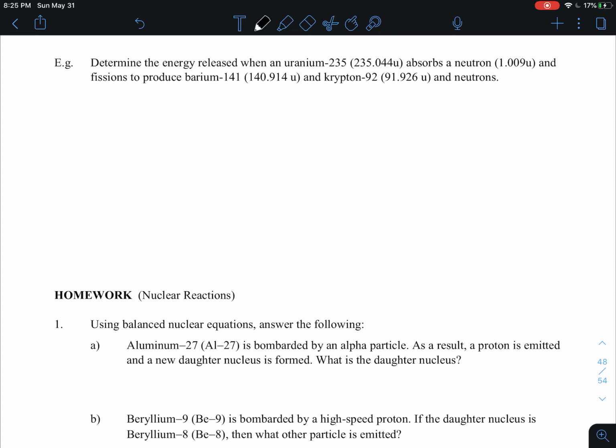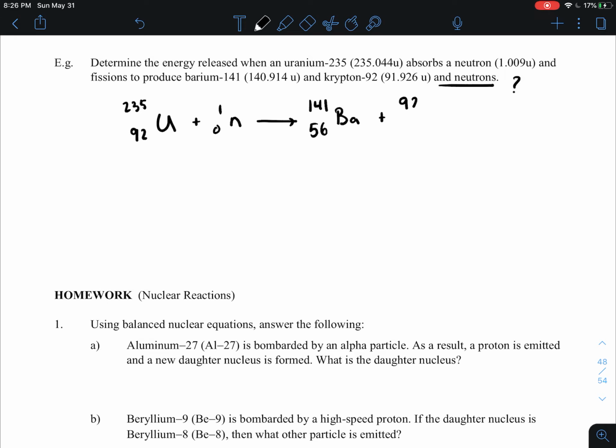So let's take a look at our equation first. Let's write it out just to make sure we can figure it out. And neutrons, well, how many are there? So I'm going to say uranium 235, 92, plus a neutron, 1, 0. Barium 141. Barium is, let me find it on my sheet here, 56.